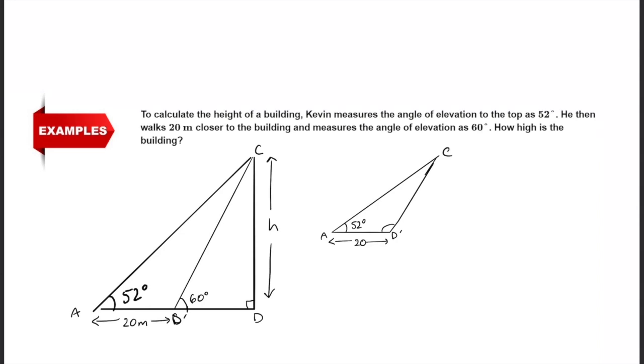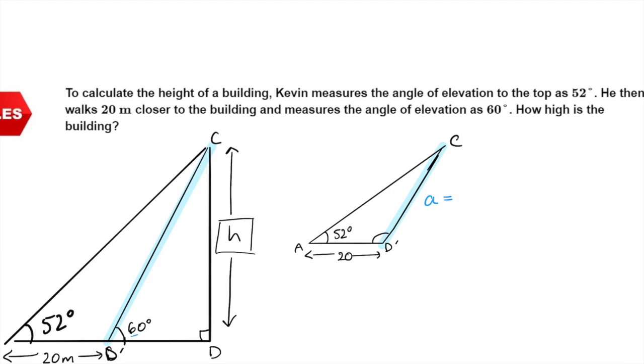Remembering that essentially what we want to solve for is H, what we can do is try and find the length CD dash. So we're going to try and solve for that length there. I would say that that's length A. If that angle is 60 there, that means that that's going to be 120 degrees. We know that all the angles in a triangle need to add up to 180, which then means that angle C is going to be 8 degrees.